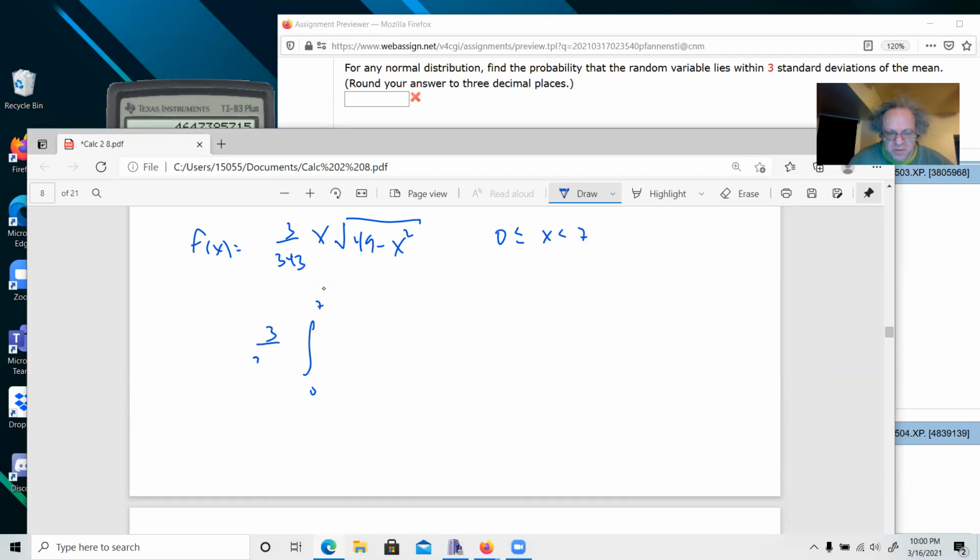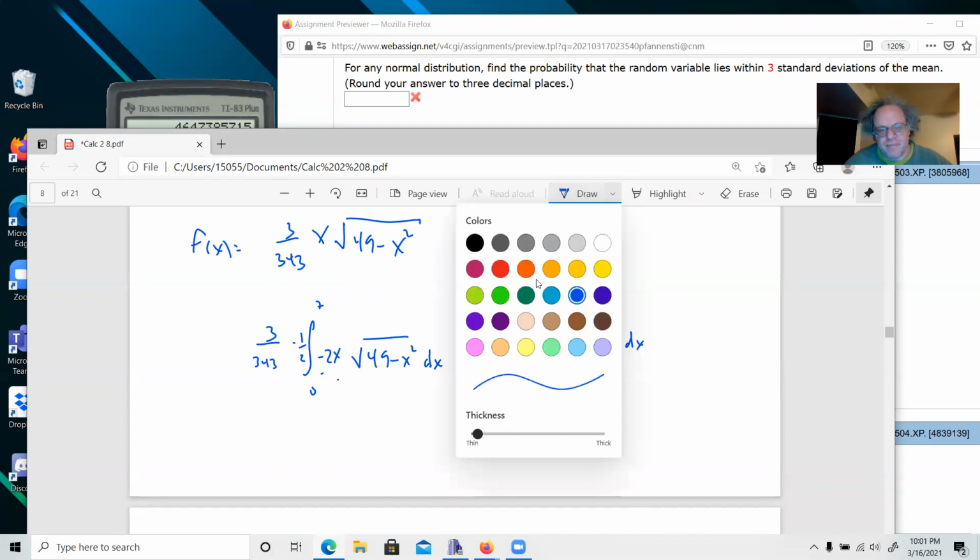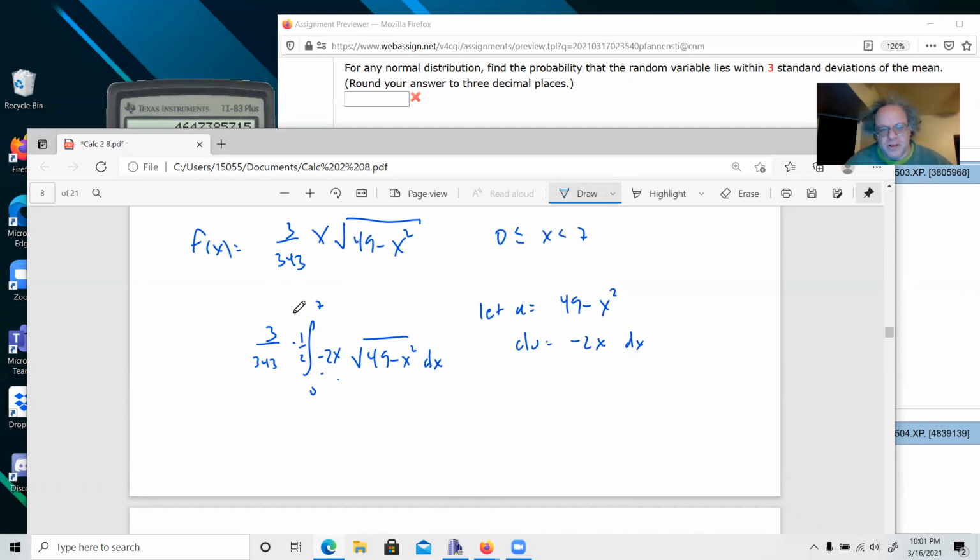I'm going to put the 3 over 343 on the outside here. We've got x square root 49 minus x squared. Even though it looks like a triangle, I first thought, oh, am I going to have to do a triangle substitution? Like, nah. Let u equal 49 minus x squared, du equals negative 2x. So if I put a negative 2 here and a negative 1/2 out there, we're multiplying by 1, so no harm, no foul here. Negative 2x dx, right? So this and that is my du.